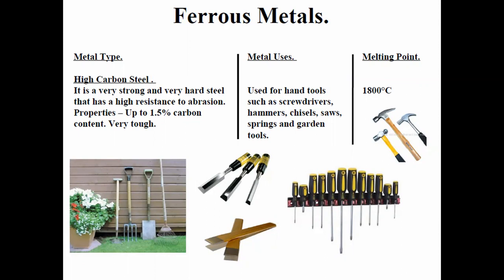The uses: used for hand tools such as screwdrivers, hammers, chisels, saws, springs, and garden tools, as you can see here. These are pieces of tools that are made from high carbon steel. So high carbon steel has a melting point of 1,800 degrees Celsius.